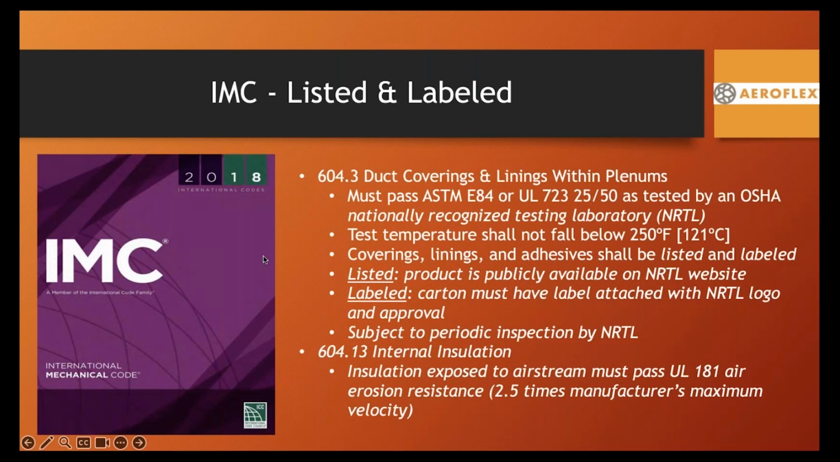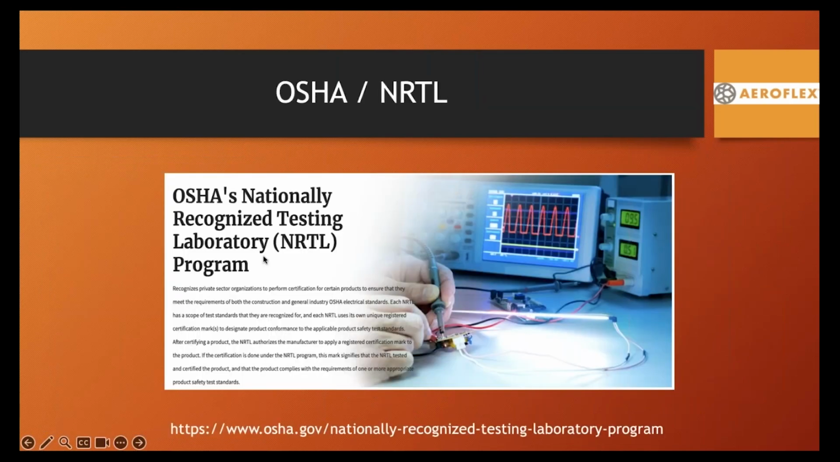Be aware that with listed and labeled, engineers are beginning to ask more about this at the design stage and building inspectors post-installation. OSHA maintains 22 recognized labs, such as UL, Intertek, and Southwest Research Institute, to name a few. And they do change by year. Some fall off, some are added.